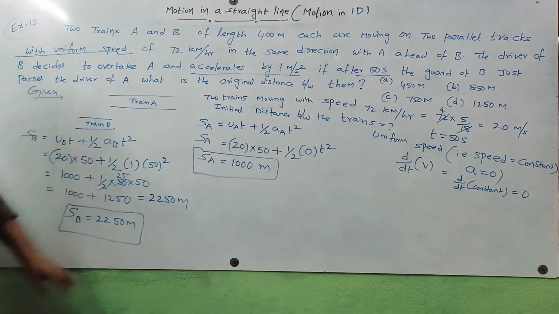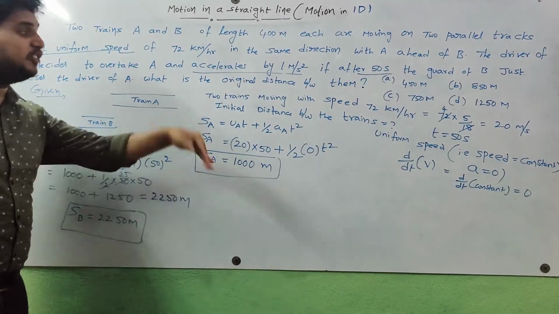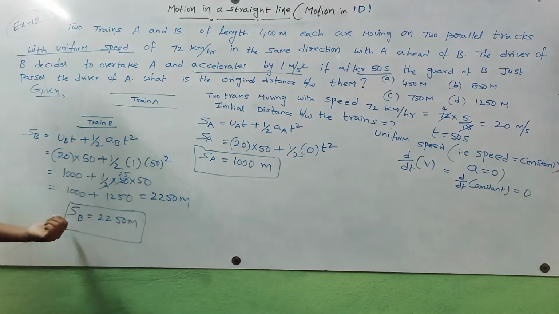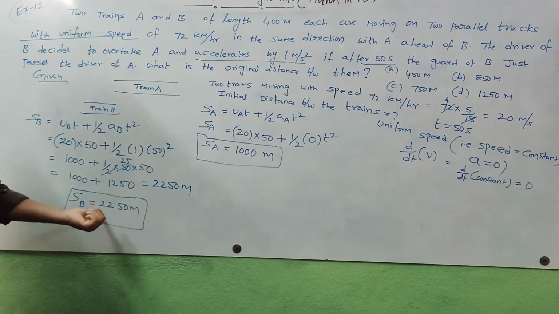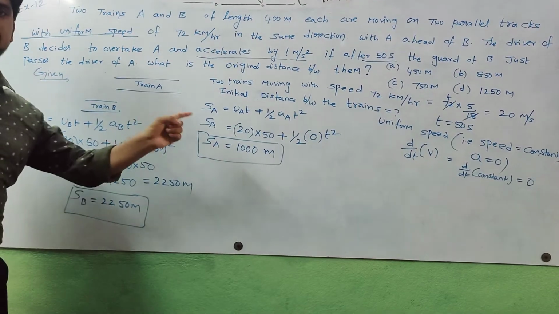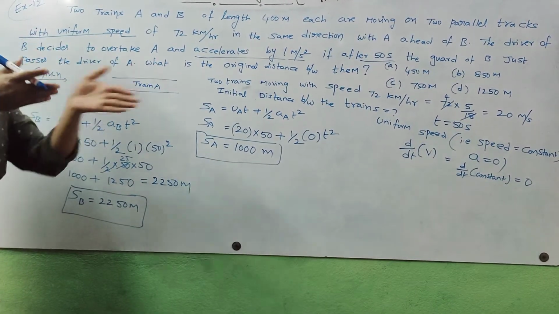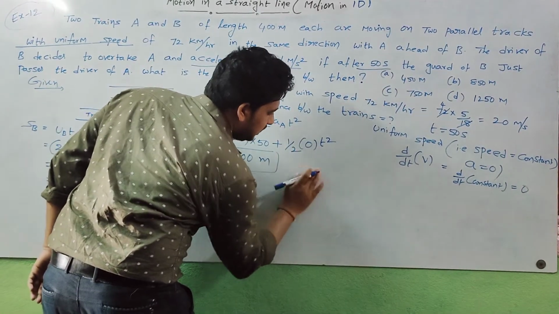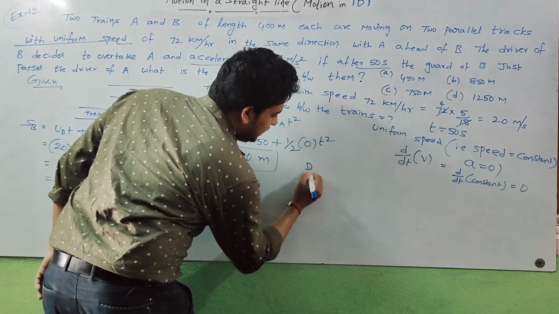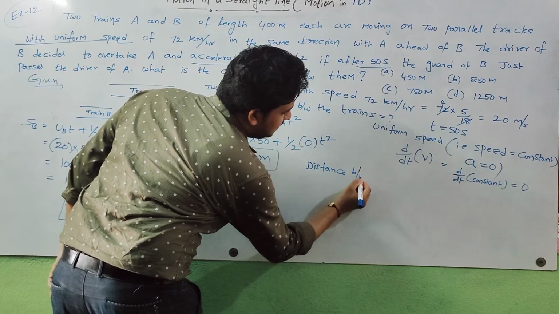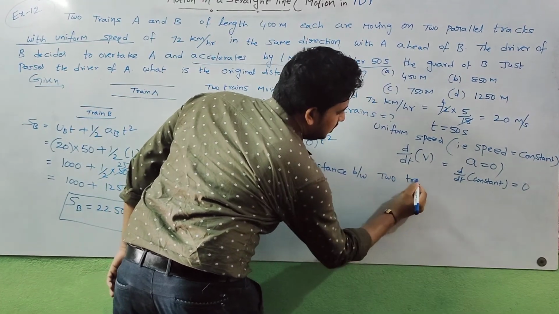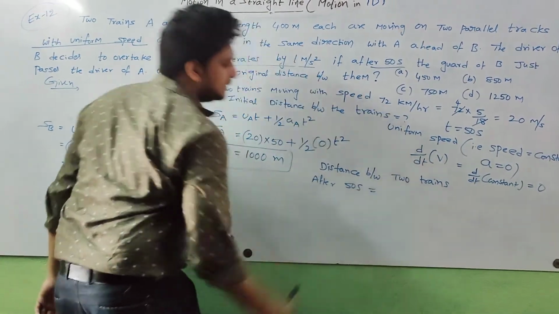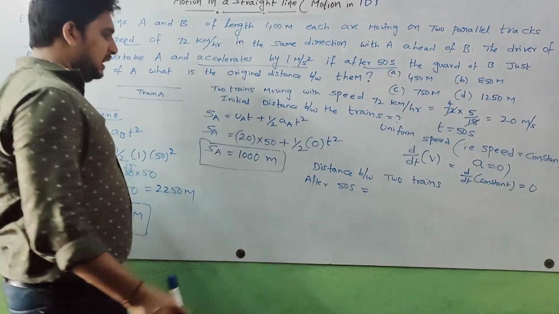Distance traveled by A is 1000 meters in 50 seconds. In 50 seconds, train A travels 1000 meters, train B travels 2250 meters. That means B overtakes A. And what is the distance between these two trains after 50 seconds? The difference between these two after 50 seconds is equal to SB minus SA.